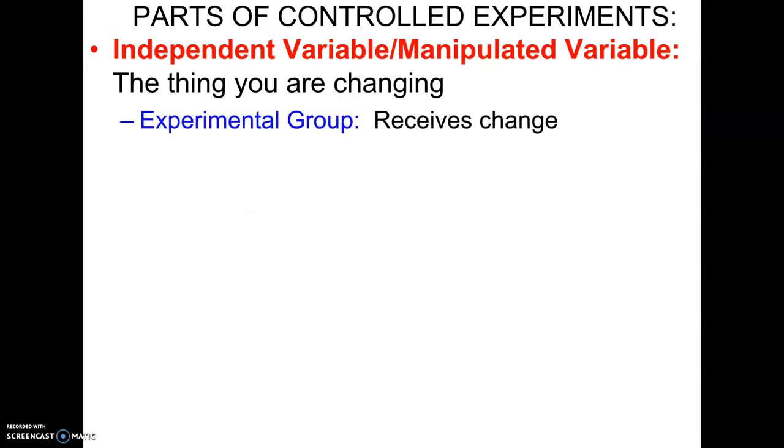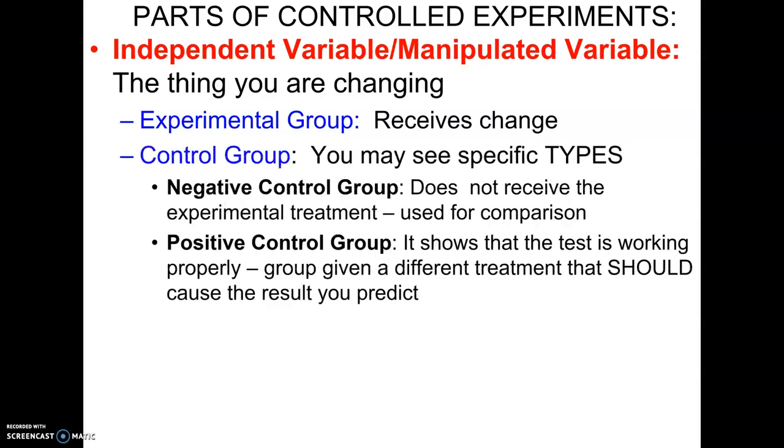The experimental group is the group that actually receives the change. So in our case, it would be the group that listened to music. They are receiving music. Now, control group. In the past, you may have just learned control group. That's all I ever learned. However, on the AP exam, they want you to be able to distinguish between a negative control group and a positive control group. So what is that?